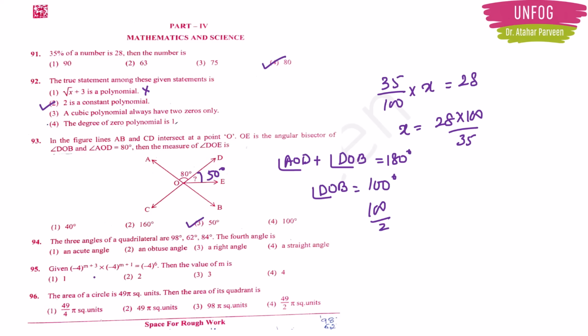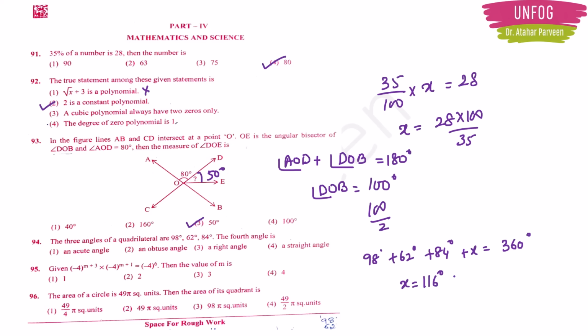Next, question number 94. The three angles of a quadrilateral are 98 degree, 62 degree, 84 degree. The fourth angle is. So this should be equal to 360 degree, right? Sum of the angles of a quadrilateral. Now if you see the options, they have not given any angle. They have given options like acute angle, obtuse angle, right angle, straight angle. Now with this, your x is going to be 116 degree.